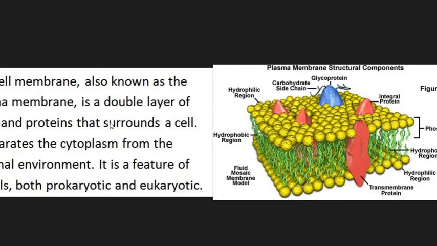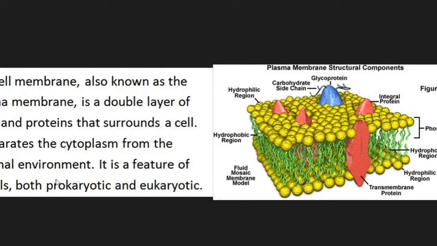Hello, today we will discuss the cell membrane, which is also known as the plasma membrane. It is double layered and made up of lipids and different types of proteins, and sometimes you can find some carbohydrates lying here and there. It basically separates the cytoplasm and gives support to the cell.